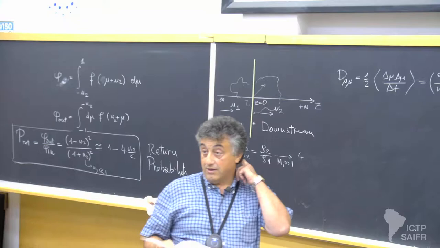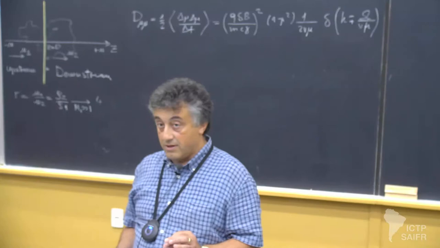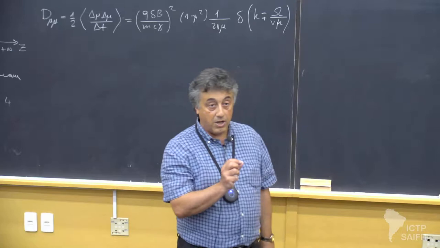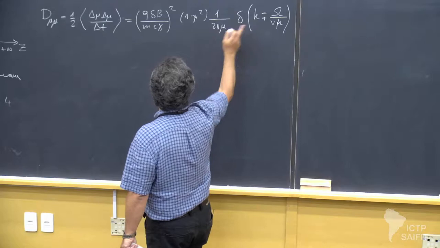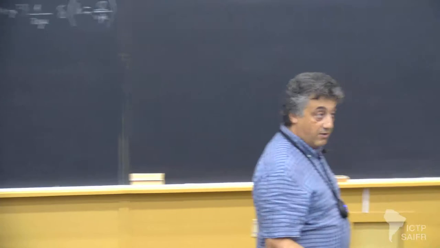I wrote it this way because I want to remind you again that the diffusion process is an intrinsically resonant process. So you must have waves which have exactly the right wave number so that the particle diffuses in pitch angle. And the right wave number k is 1 over the Larmor radius of the particles. Okay? So if there is power available on a scale which is of the order of the Larmor radius of the particles, then the particles will scatter.